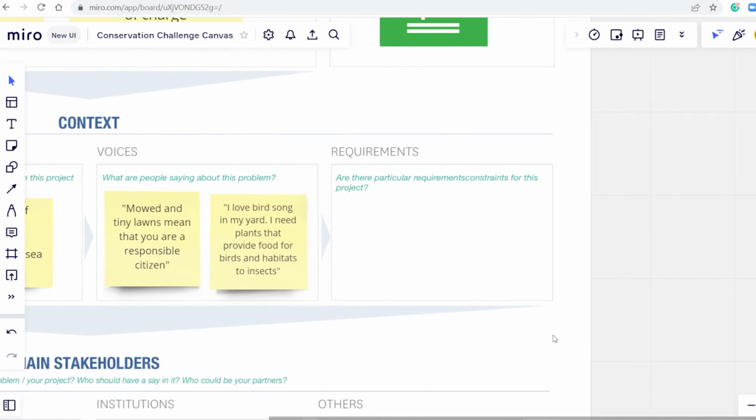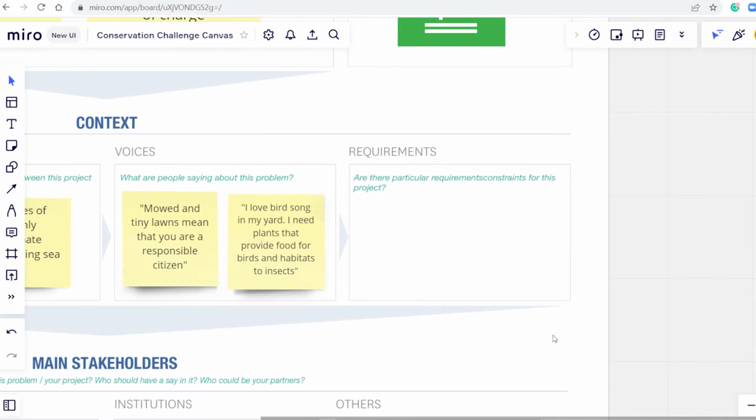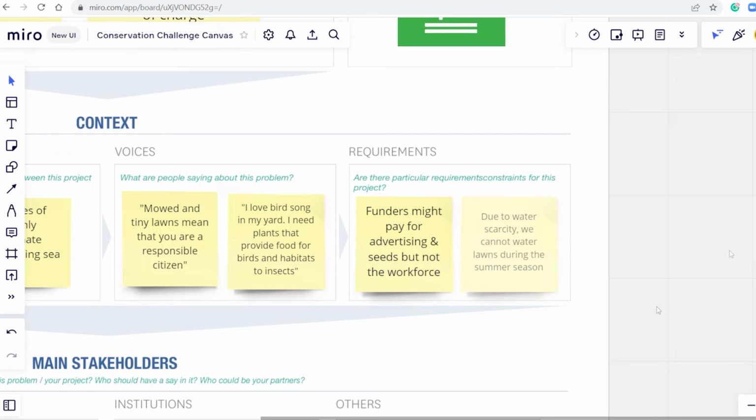Think about specific requirements or constraints that will affect this project, such as funders might pay for advertising and seeds, but not the workforce. Or, due to water scarcity, we cannot water lawns during the summer season.